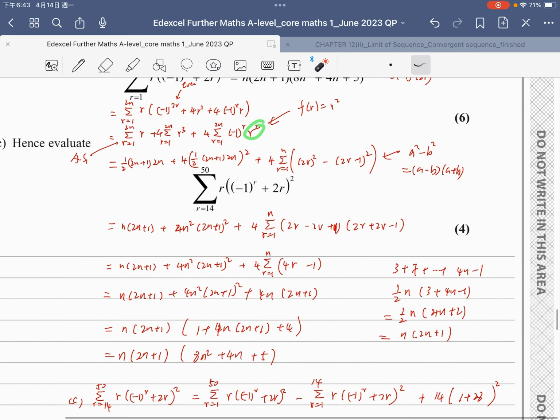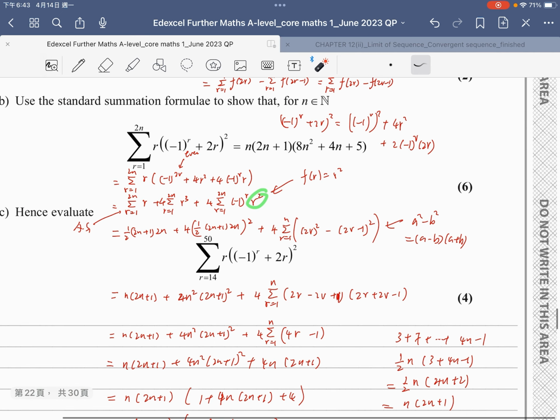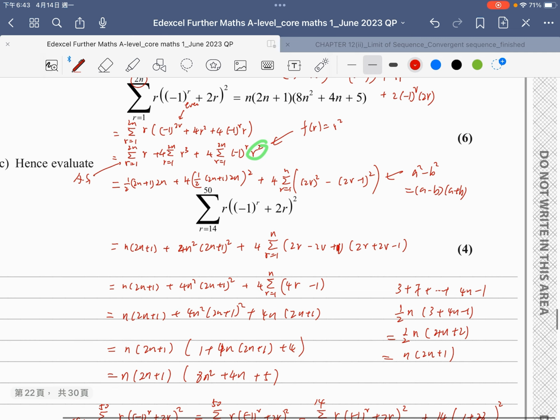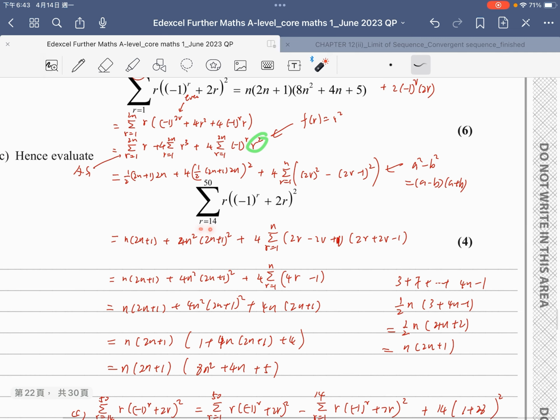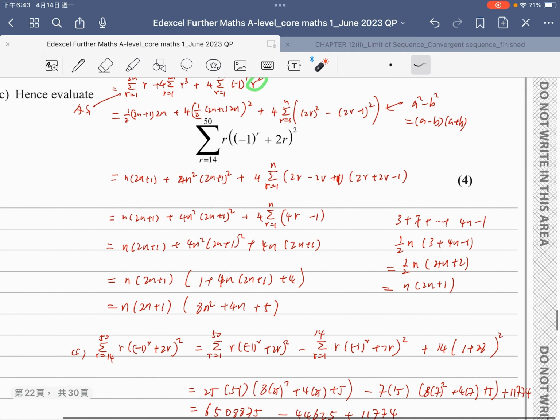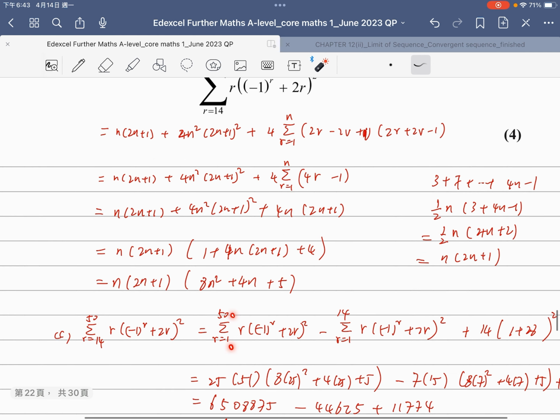For the last part here, this formula is the summation r from 1 to 2n, where n is an even number. Therefore here, the summation r from 14 to 50. Then we can separate this into the summation from 14 to 50, and then the summation from 1 to 50.